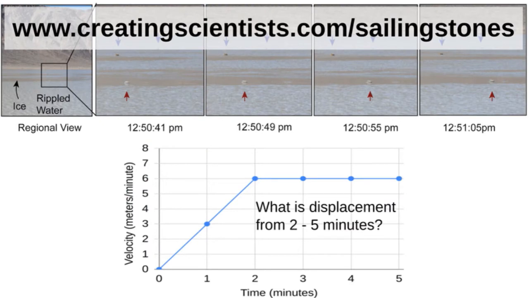Now let's go back to the sailing stones phenomena. We've taken a selection of the data from that peer-reviewed, authentic journal article and simplified it a little bit into the velocity as a function of time graph that you see here. By the way, if you go to creatingscientists.com/sailing, you can actually get this data. We have it there for you in a Google Sheet that you can download and use in your class, the simplified version. And of course, you can always get the raw data from the journal article, which we've also placed a link to on this website.